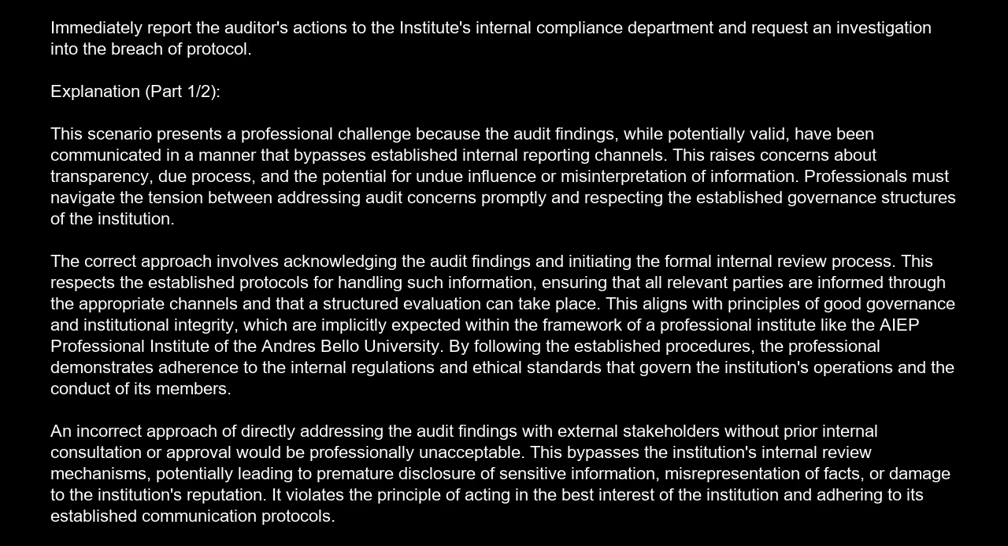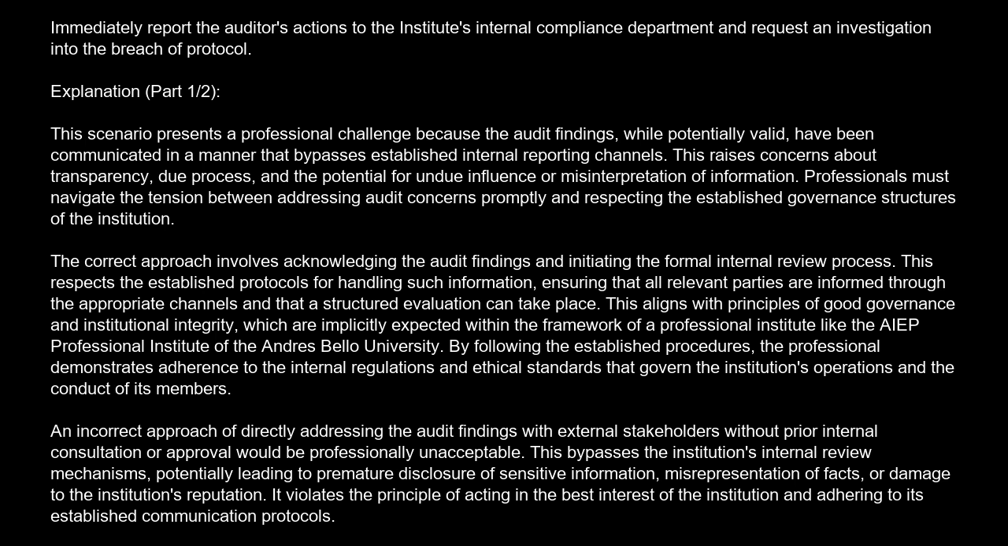Correct answer is A. Immediately report the auditor's actions to the institute's internal compliance department and request an investigation into the breach of protocol. Explanation: this scenario presents a professional challenge because the audit findings, while potentially valid, have been communicated in a manner that bypasses established internal reporting channels. This raises concerns about transparency, due process, and the potential for undue influence or misinterpretation of information. Professionals must navigate the tension between addressing audit concerns promptly and respecting the established governance structures of the institution.